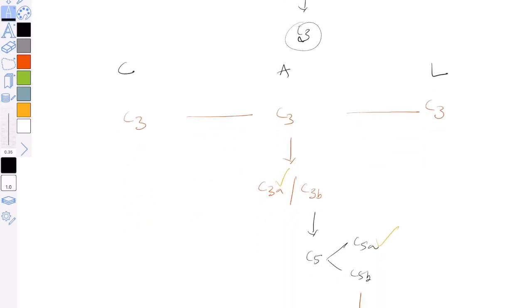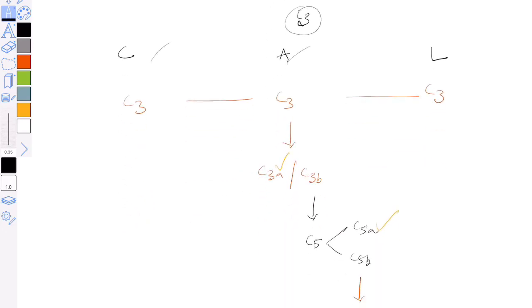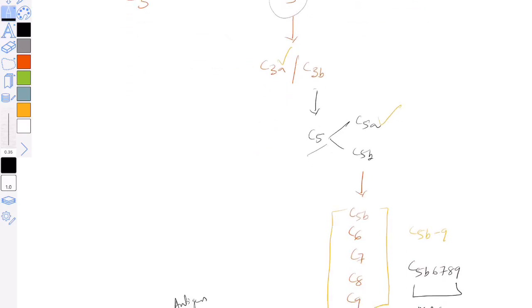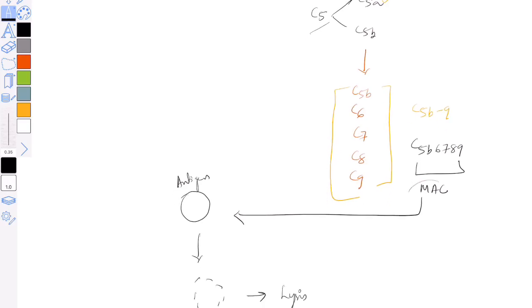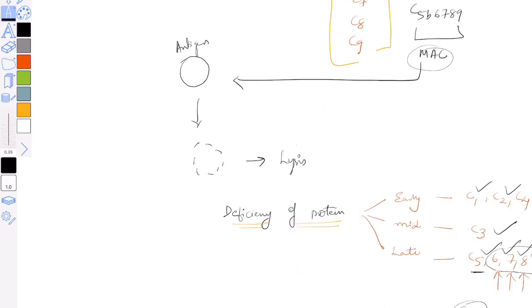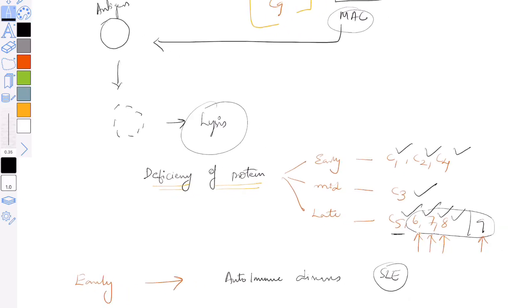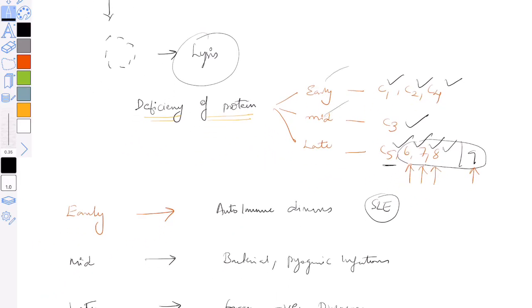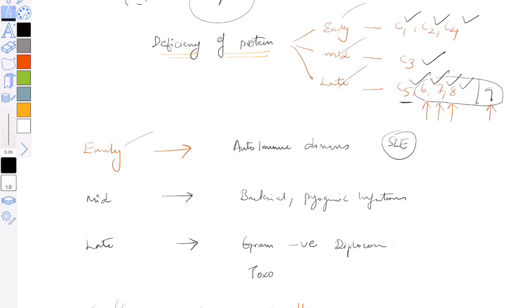So you have C3 in all the systems, that is classical, alternate and lectin. C3 is going to break down into C3a and C3b. It's going to activate C5. C5 is going to call all its friends and form MAC. So MAC is going to cause the lysis. Your proteins are divided into three types: early, mid and late. Early, autoimmune diseases; mid, bacterial or pyogenic infections; late, gram-negative bacteria and toxoplasmosis.